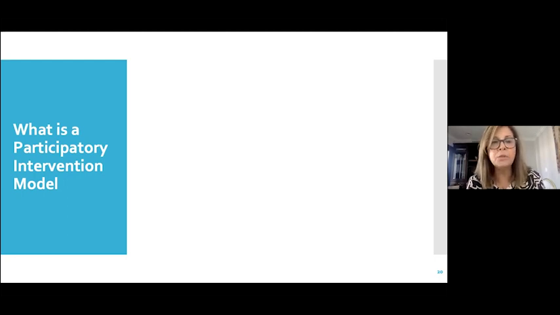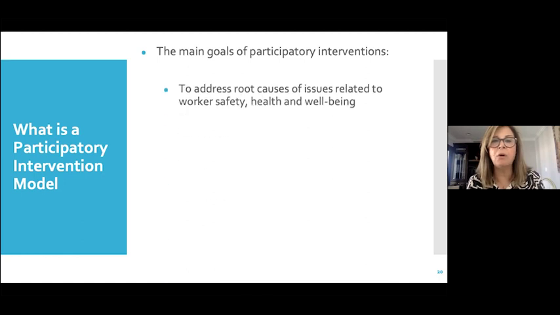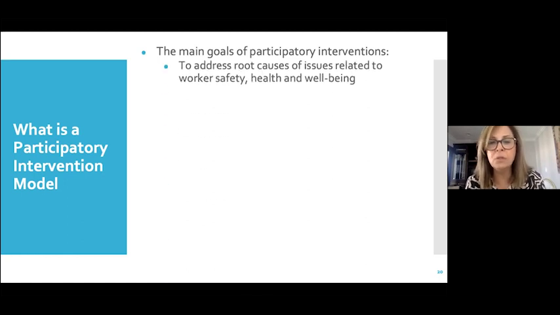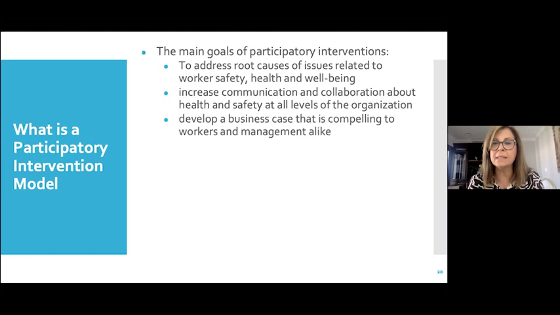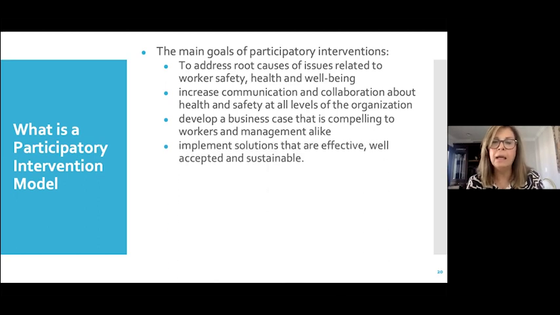The main goals of participatory interventions are, first, to address the root causes of issues related to work safety, health, and well-being in your organization; to increase communication and collaboration at all levels of your organization; and to develop a business case that is acceptable to both management and workers alike, to implement solutions that are effective, accepted, and sustainable.